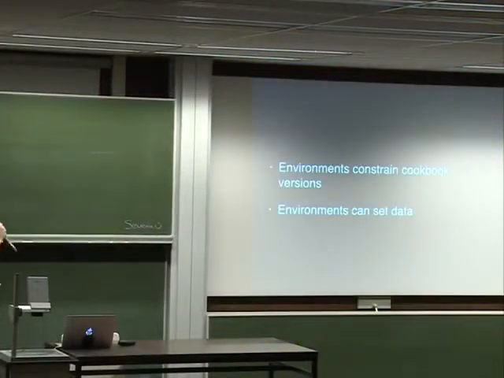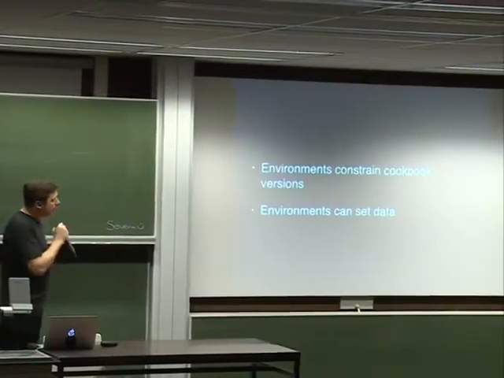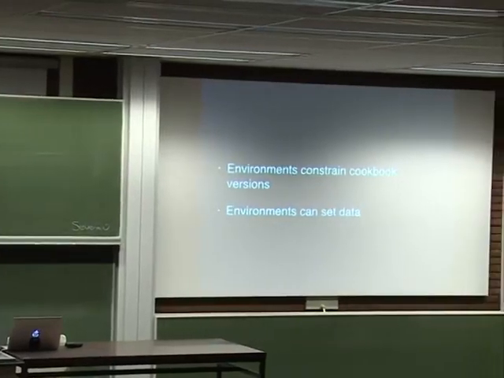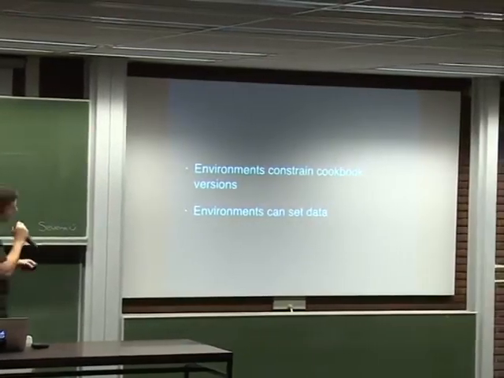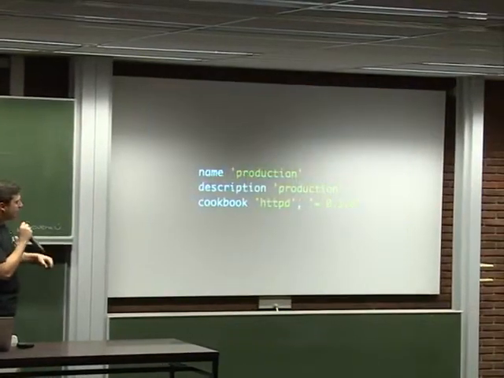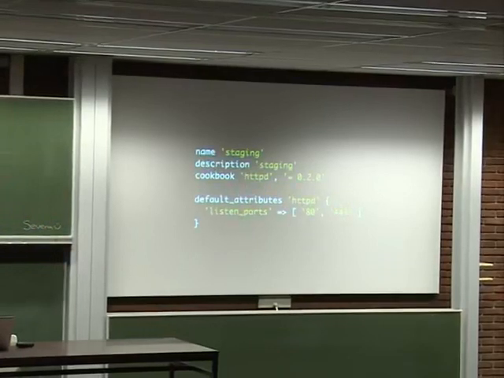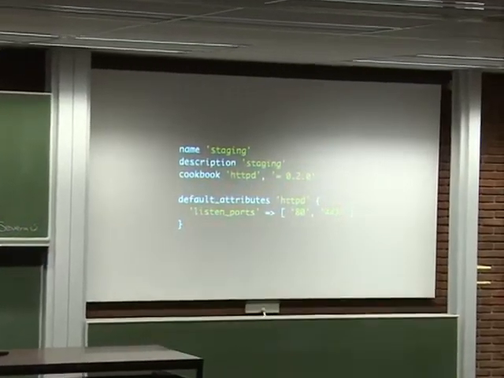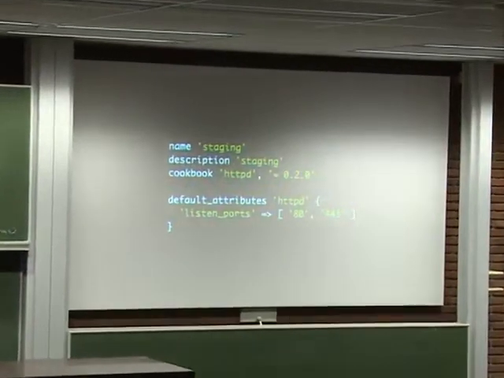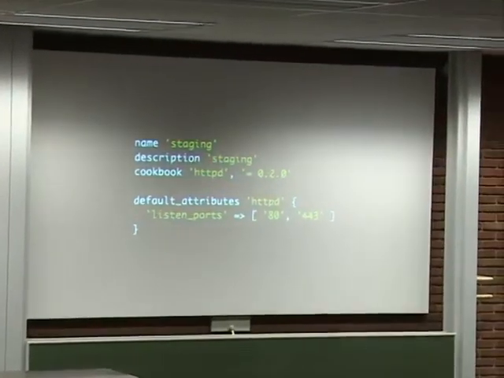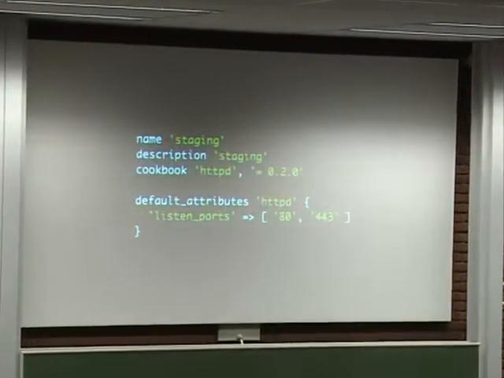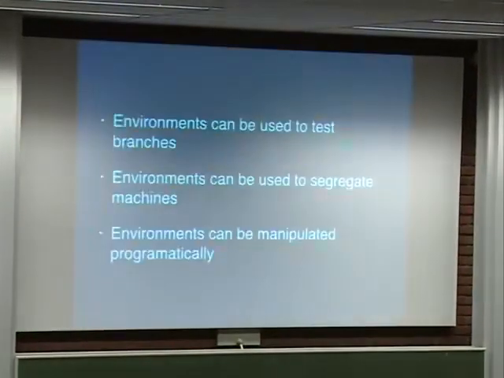Environments. I'm going to zip through this real quick because I only have a few minutes left. Environments constrain cookbook versions, and they allow you to actually set data. Zipping through, so here's an environment. Boom. I want the 1.0 version of the artifact, HTTP artifact. The staging environment, cool, I'm saying I can use the 2.0 version of that artifact. Right? So it gives me a way to actually test the code and install things on the server without blowing things up. Environments can be used to test branches, environments can be used to segregate machines, and environments can be manipulated programmatically. Another Chef-y thing.